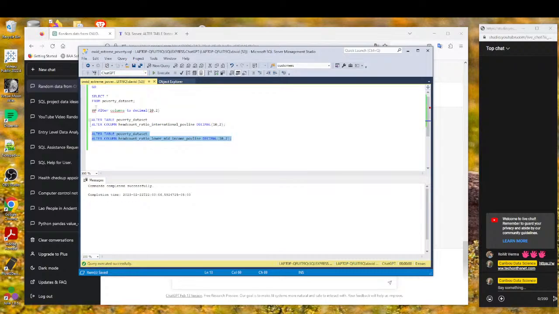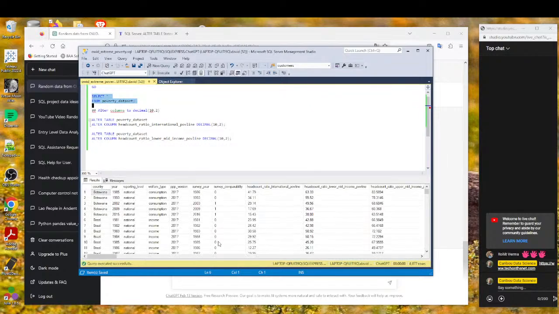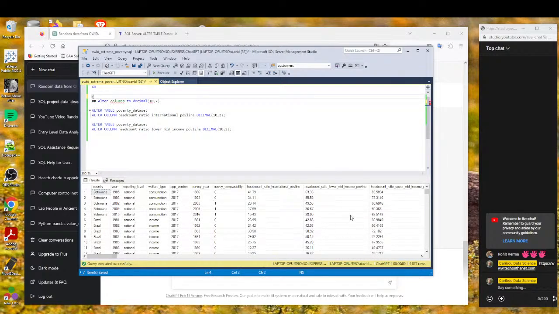All right. There. So we now demonstrated a skill: how to alter a table type. Just a couple here. So this is mid-income.